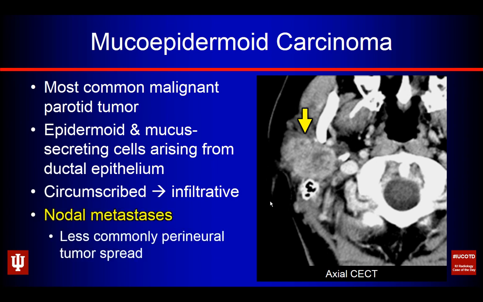This tumor is most famous for having nodal metastases. So if you have a mucoepidermoid carcinoma in the parotid, you need to be looking for nodal metastases. Can it cause perineural tumor spread? You betcha. It just happens to occur less commonly with mucoepidermoid than it does with adenoid cystic. But truth be told, any of these malignant salivary gland tumors can have perineural tumor spread. It's not just adenoid cystic.